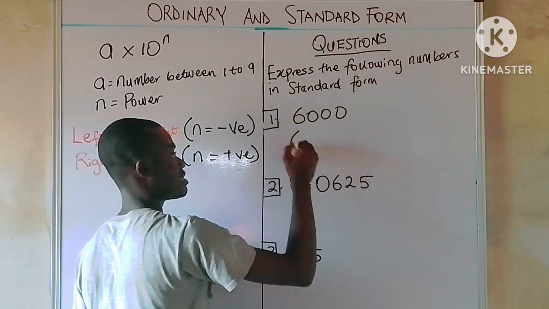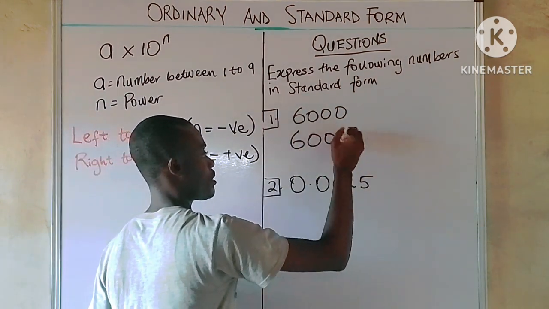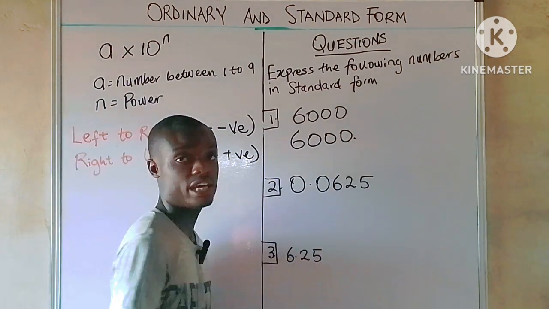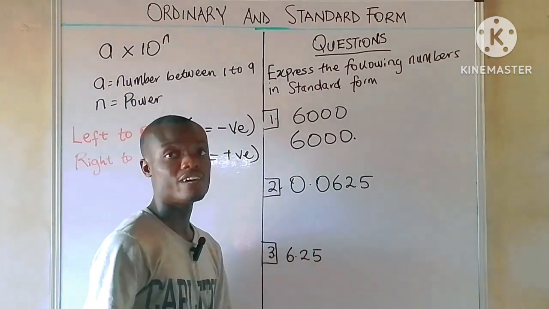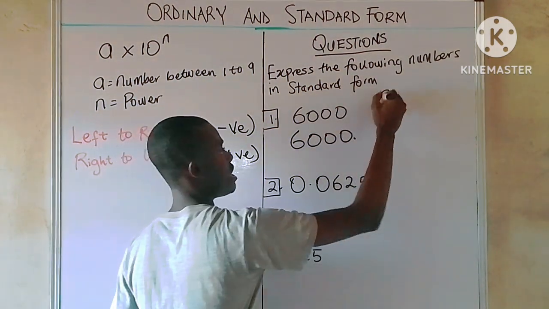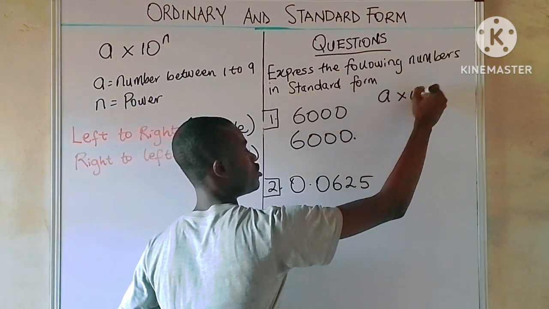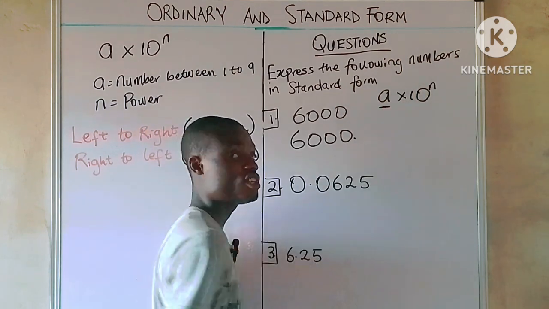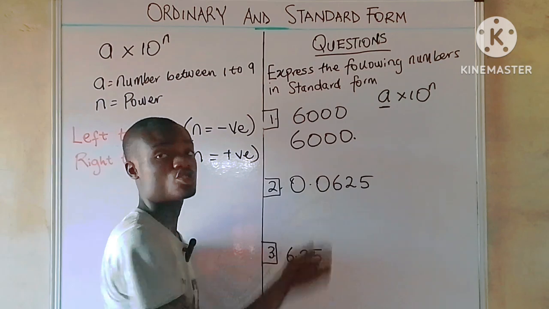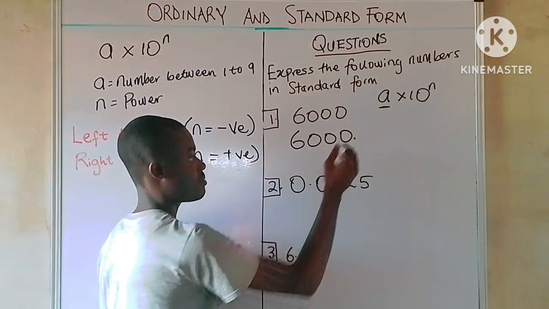So we have the number as 6,000. And in mathematics, there's an invisible decimal point on this edge. So in converting this to standard form, remember, we are going to express it in this format, a times 10 raised to the power n. And a must be a number between 1 and 9. 6,000 is not between 1 and 9. So I'll move my decimal point once.